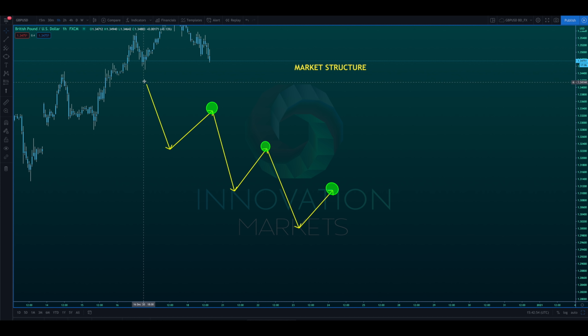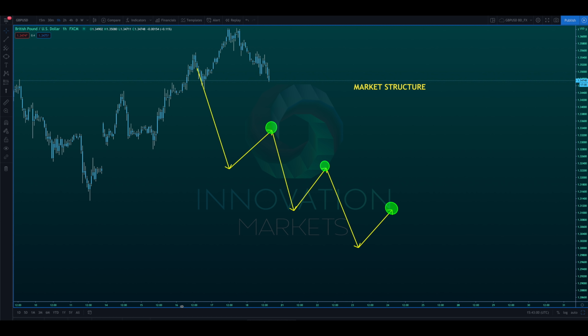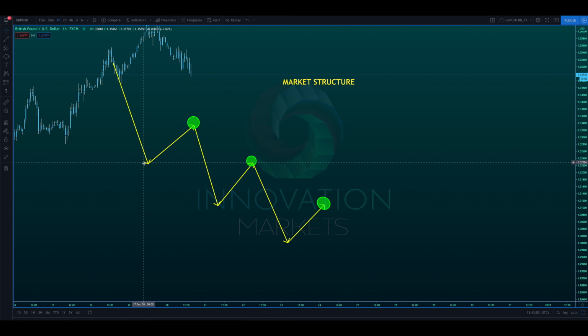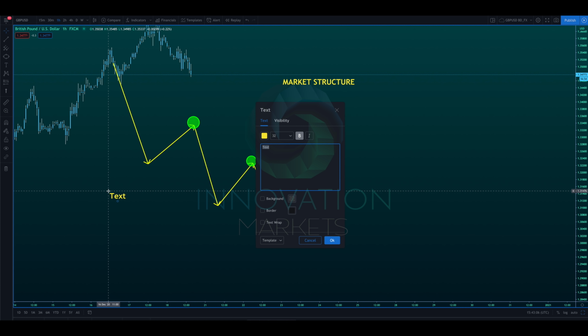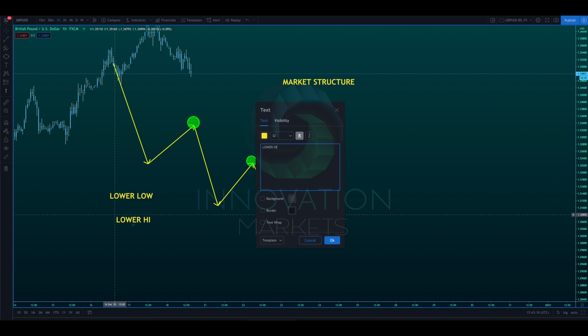So firstly, we need to understand this is a move down. This is a down move. But in a downtrend, we need to understand what these lows and what these highs mean. So there's 4 names, but in a downtrend there's 2 names. There's a lower low, and there's a lower high.